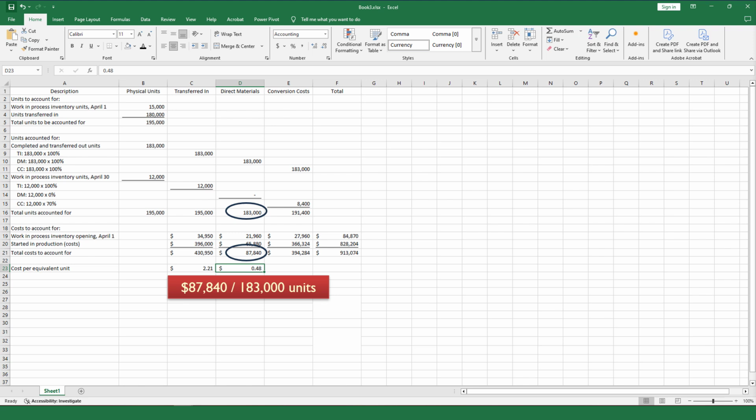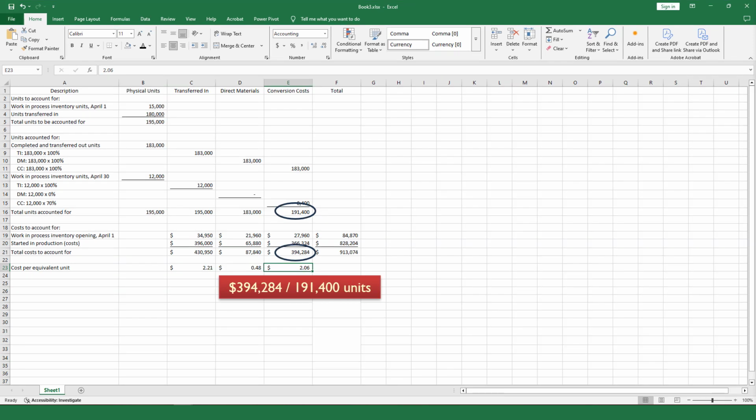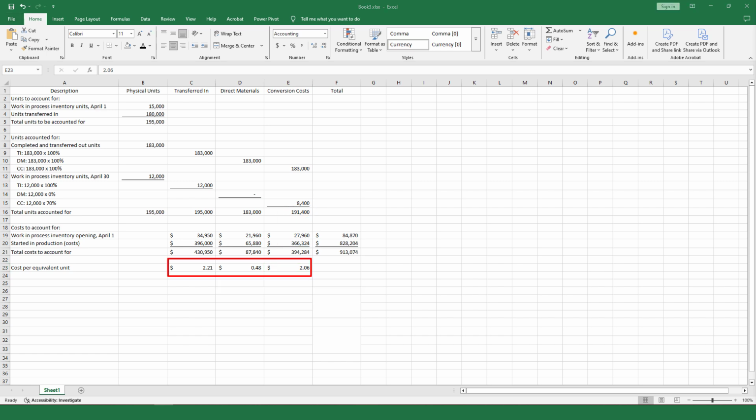To calculate the cost per equivalent unit for direct materials, we take the total cost of $87,840 and divide by the total equivalent units of 183,000 for a cost per equivalent unit of 48 cents. To calculate the cost per equivalent unit for conversion costs, we take the total cost of $394,284 and divide it by the total equivalent units of 191,400, which is equal to $2.06 per equivalent unit.